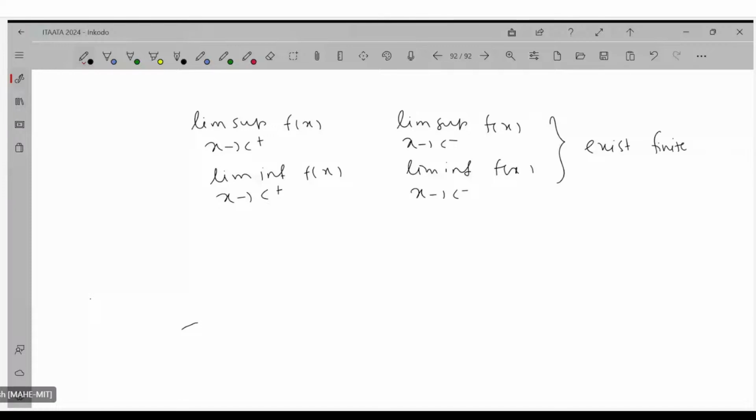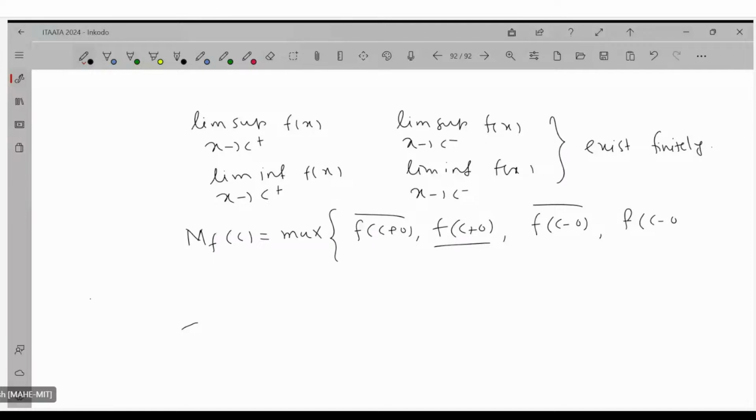Because it's bounded in some neighborhood. So if we define capital M f of c as the maximum of all these numbers, I am using short notation. f of c plus 0 upper bar means supremum, f of c plus 0 lower bar means infimum, f of c minus 0 upper bar means this supremum, and f of c minus 0 lower bar means infimum. So we can calculate the maximum value. These are finite numbers.